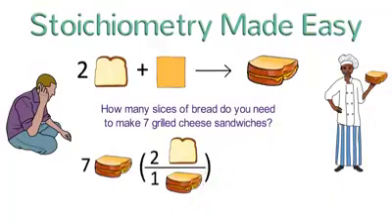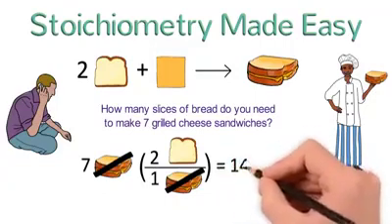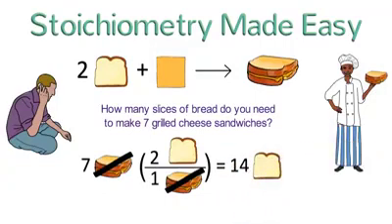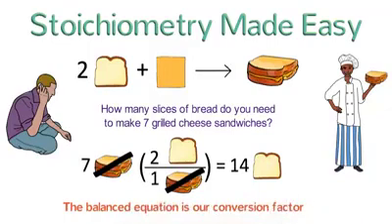Where did I get those numbers? The recipe, or the balanced equation, tells us the ratio of the ingredients and products. Bread and sandwiches are in a 2-to-1 ratio. We put the 2 slices of bread on top because that is what we are solving for, and the 1 sandwich on the bottom because that is the quantity that we started with. Sandwiches on the top and bottom cancel each other out, and we are left with 7 times 2 slices of bread to make 14 slices of bread, which is our final answer. Notice that this is really a unit conversion problem, and the balanced equation is our conversion factor.